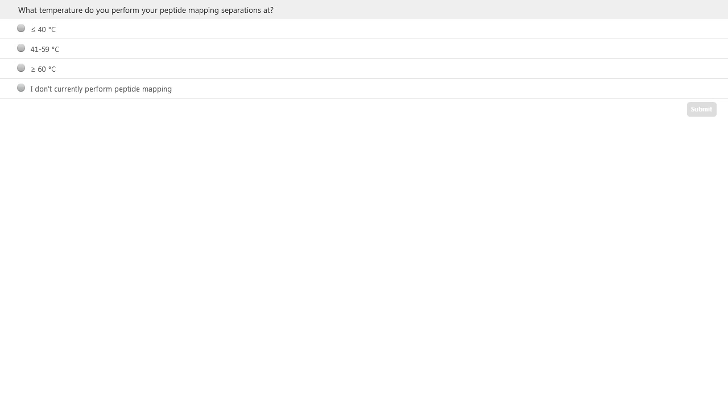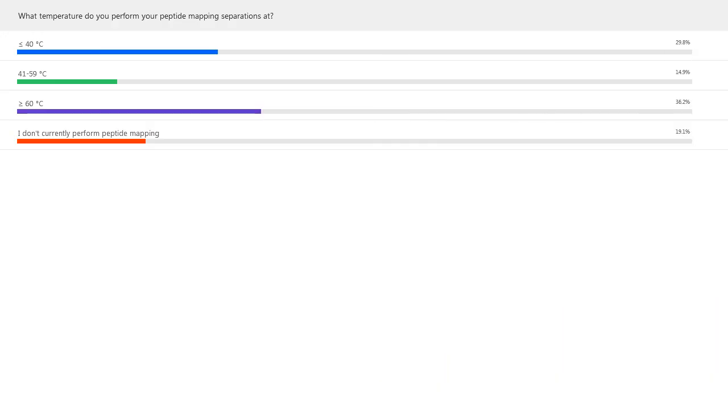Column temperature and stability is so critical in peptide separations. It's always interesting to hear what experts working in the field are working to. So we have around 60% of attendees who have responded in the last few seconds. Okay, so now we can see the results.